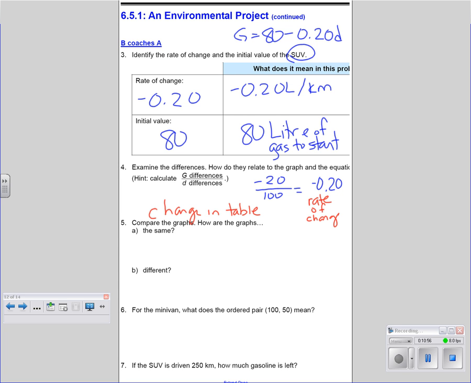All right, so if we compare the graphs, how are the graphs the same? They are both negative rates of change. They are different because they have different initial values as well as different rates of change.